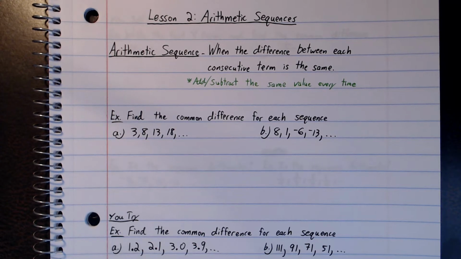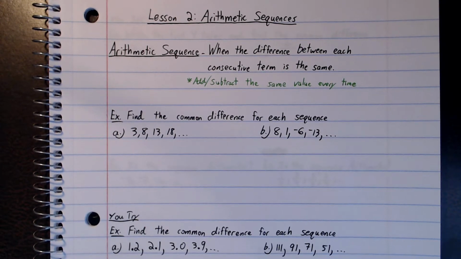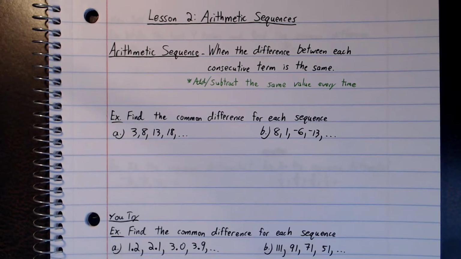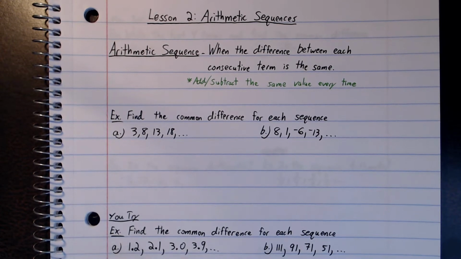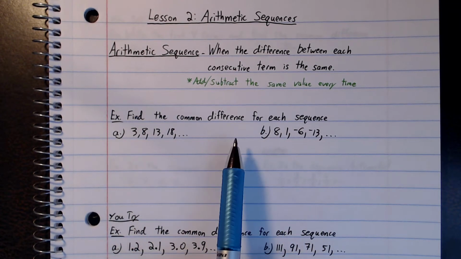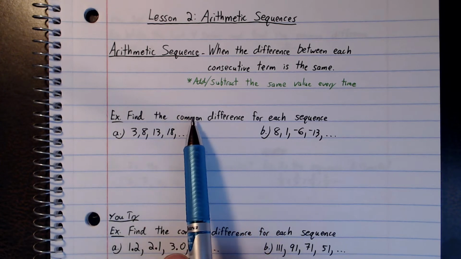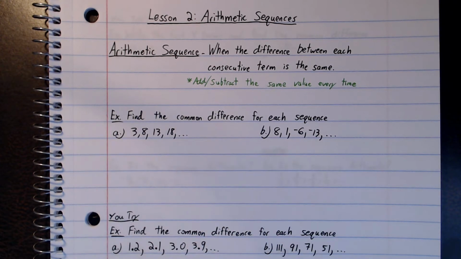We're talking about arithmetic sequences this time. Arithmetic sequences are when the difference between each consecutive term is the same. They call that a common difference. Basically, we're just adding or subtracting the same value every time. Arithmetic, add, kind of makes sense, right? So, these first problems are going to ask us what is the common difference for each of these sequences.